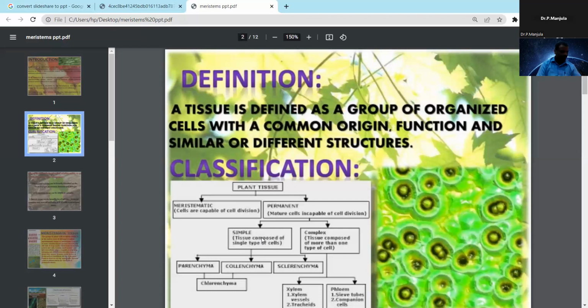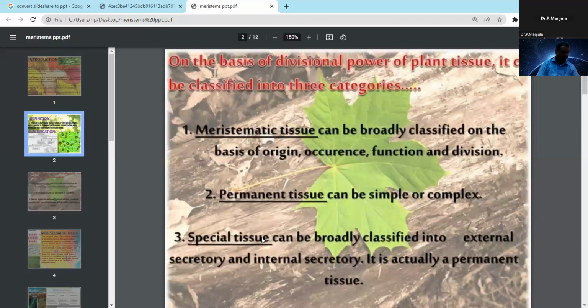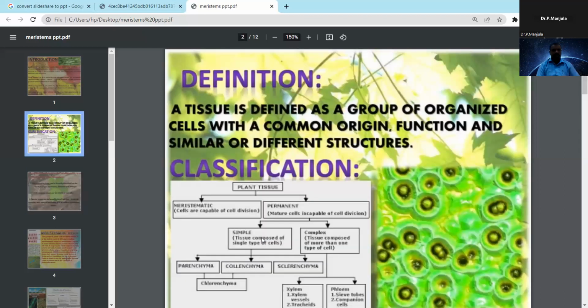We will discuss xylem and phloem later, as they are divided into different types. First are the plant tissues, that is, meristematic tissue. Today we will discuss meristematic tissues and the types of meristematic tissues.